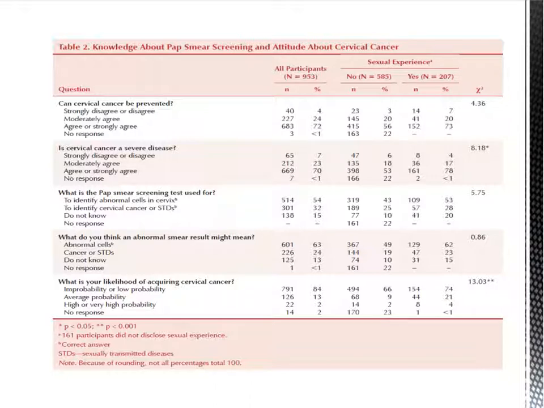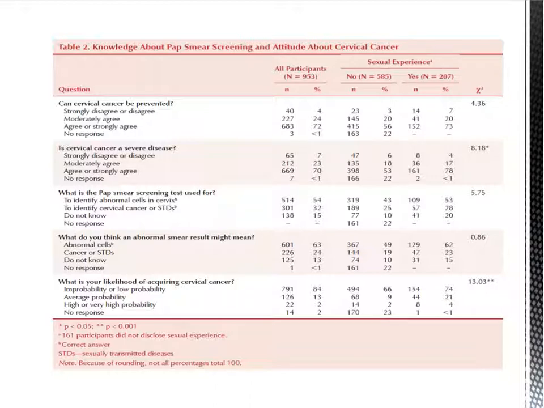Again, if you look at the last column, there is a chi-square statistic of 13.03 with 2 asterisks that indicate that the level of significance is p less than 0.001. The researchers stated that, quote, women with sexual experience were more likely to believe that they had an average probability of acquiring cervical cancer than those with no sexual experience, unquote.